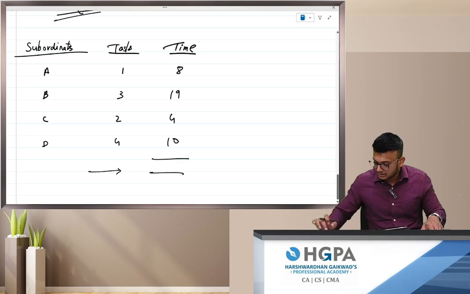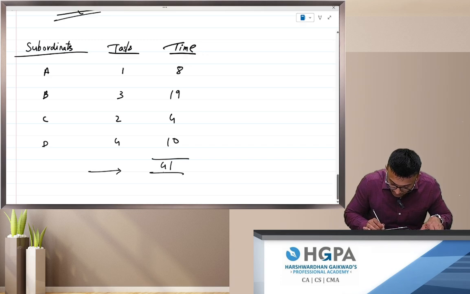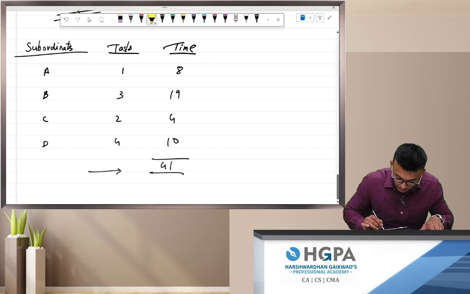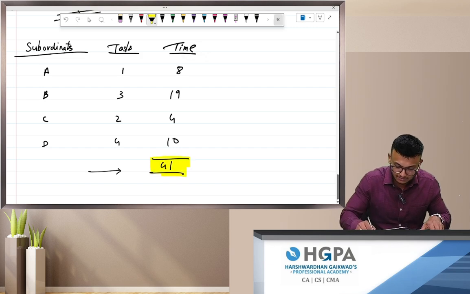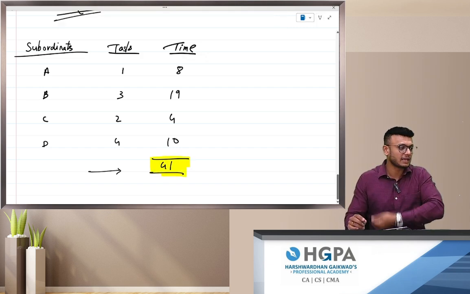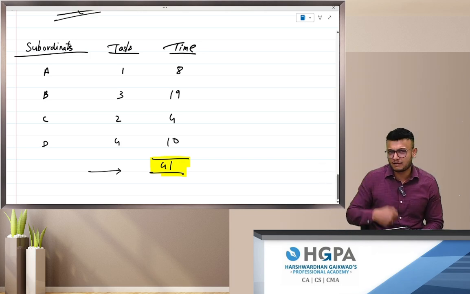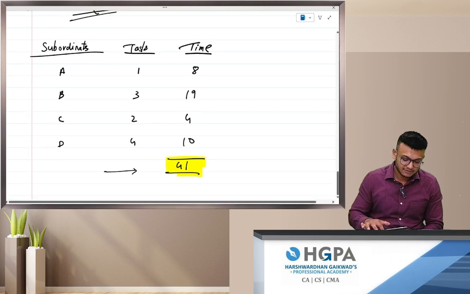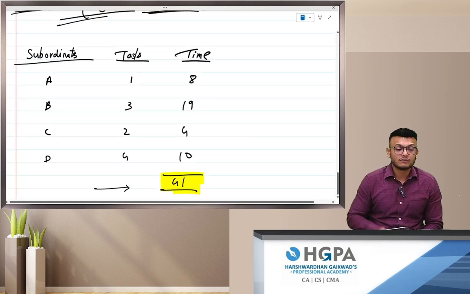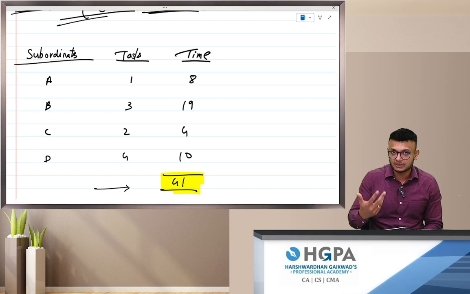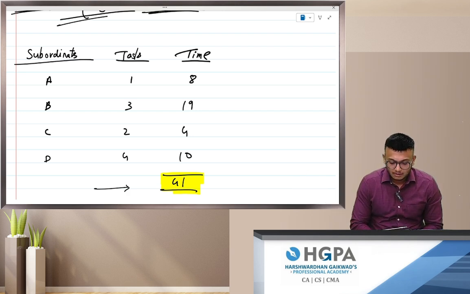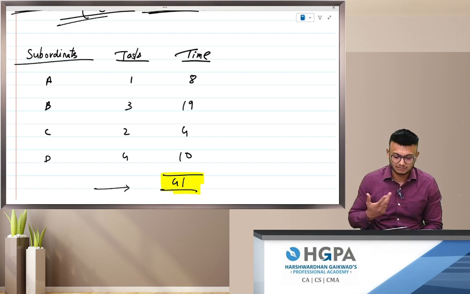8 plus 19 plus 4 plus 10. 41 is the total answer. Simple. Now, this is the minimum time, where it might be in minutes, it might be in hours also, depending upon the question. And this will be your final assignment schedule. So when you assign in this fashion, the total time of your entire project, entire process will be kept minimum at 41. This is the most basic sum. I don't think they'll ask you this. If it comes, it's a bonus.